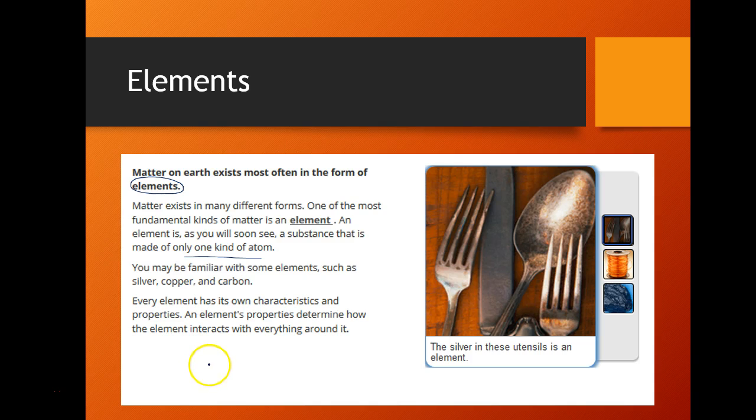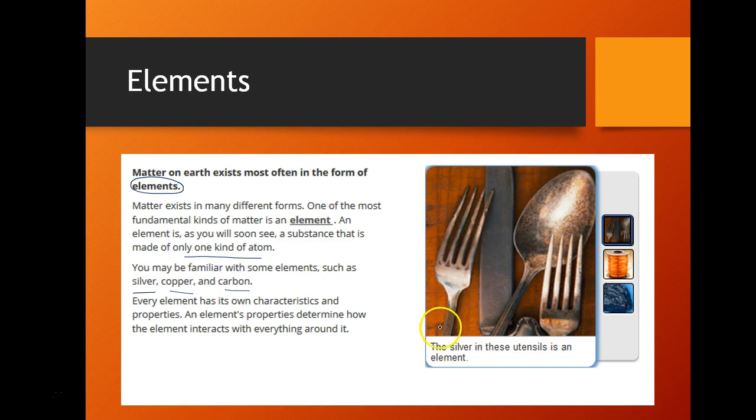You may be familiar with some elements such as silver, copper, and carbon. What's unique about these elements is that each of them has a unique set of characteristics that really determine how it interacts with other elements.